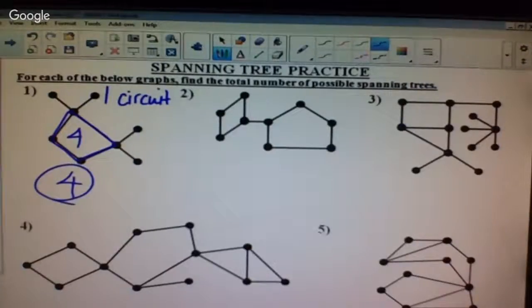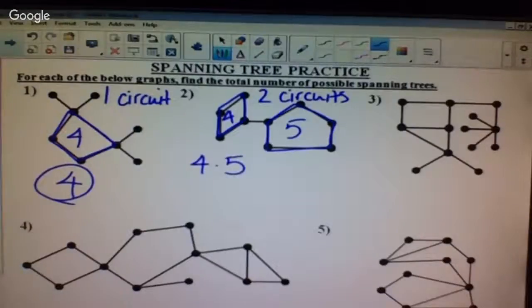Look at number 2. How many circuits do I have? 2. I've got 4 and 5. 2 circuits. This circuit has 4 options. This circuit has 5 options. So to get my final answer, 4 times 5, I've got 20 different options. There's 20 different spanning trees.